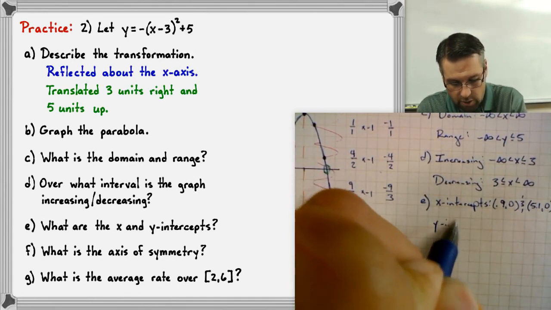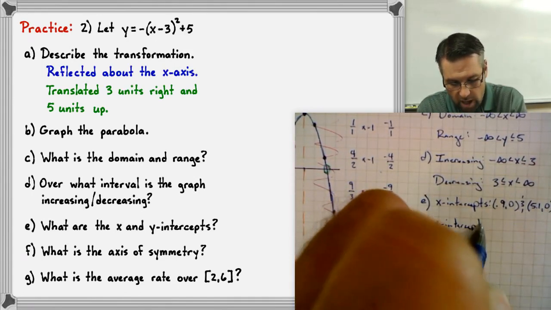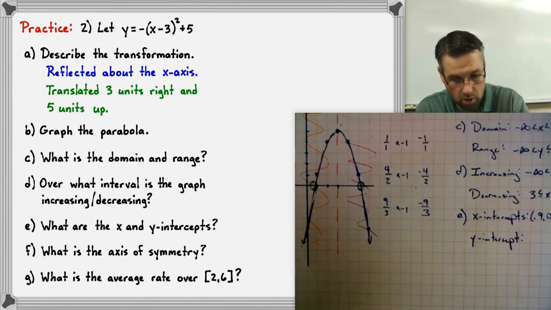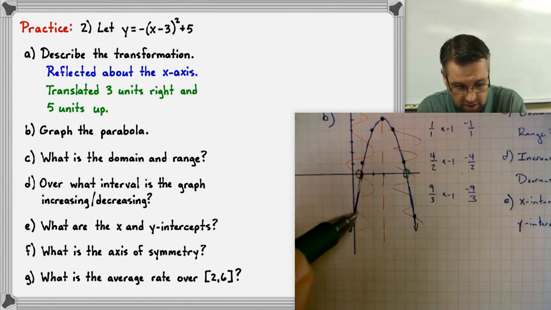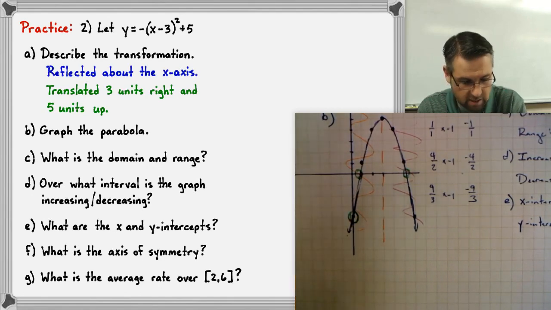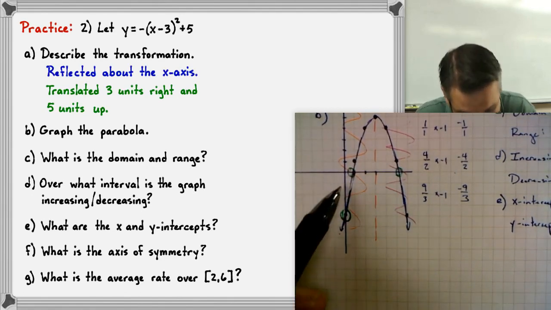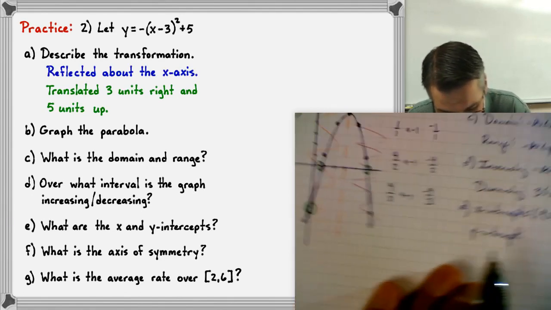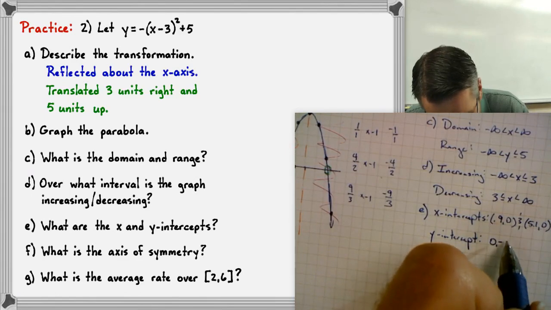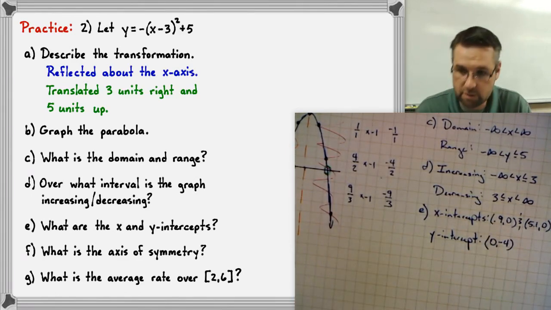And then the y-intercept is going to be where it crosses the y-axis. We can see that it actually does hit the y-axis at a good clean point. That point is going to be 1, 2, 3, 4. So it'll be 0, comma, negative 4 for our y-intercept.